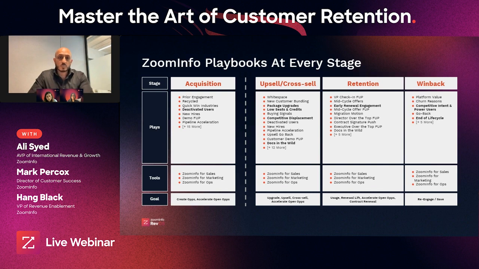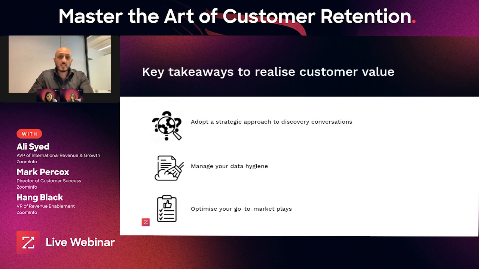So with that, I'm going to pause for the key takeaways here. On the first instance, adopt a strategic approach. Really think about discovery and the conversations that you're having. Make sure that they're authentic. Manage your data hygiene. That is absolutely key. I did notice that there are no sales operations people on this call, but share this recording with them to think about how important data hygiene is for your customers. And then finally, optimize your go-to-market plays. It's a really powerful way to start creating automated processes to get to your customers quicker, at the right time, in a personalized way.